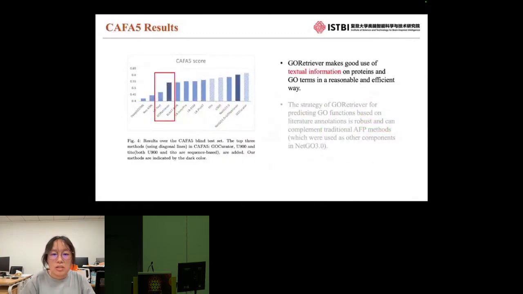And then to examine the performance of GORetriever, we tested on the kappa-5 supertest. First, as you can see, compared to LR test, GORetriever shows better performance. That is to say, GORetriever can make good use of textual information on proteins and GO terms in a reasonable and efficient way. However, the reason behind the poor performance is that just about 90% of proteins in the kappa-5 test set have literature information, and our method cannot predict them well.